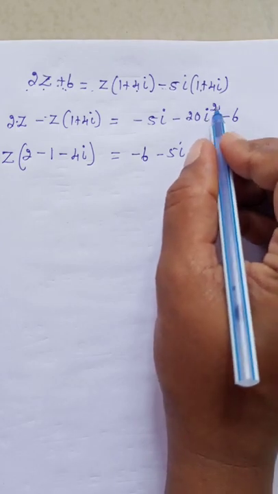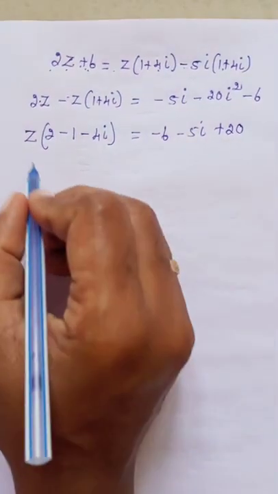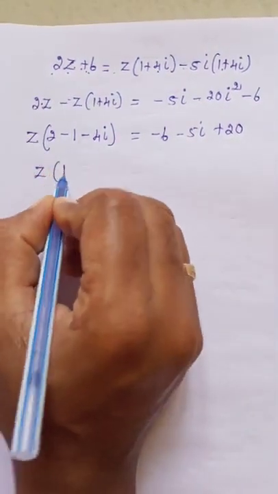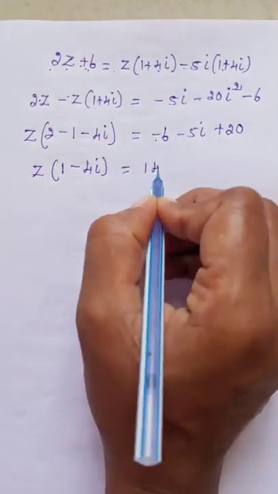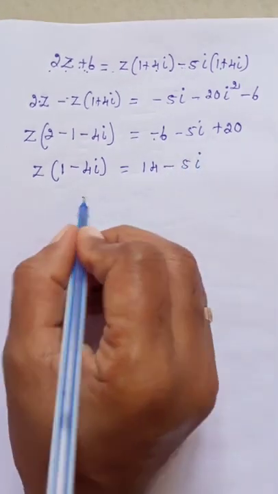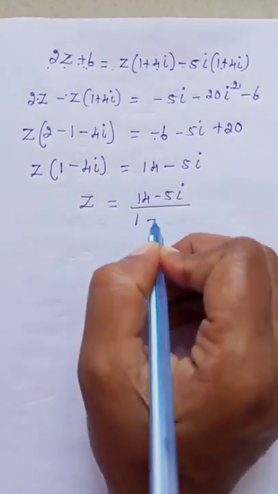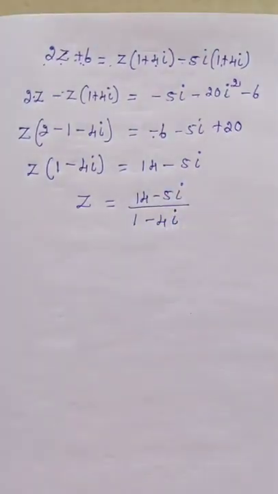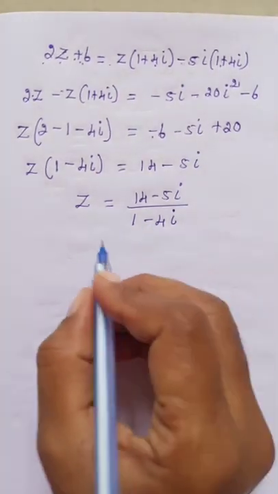i square, the value is minus 1. So this will become plus 20. So z into (2 minus 1, that is 1 minus 4i) equals 20 minus 6 is 14 minus 5i. Now we have got z. z is equal to (14 minus 5i) divided by (1 minus 4i). So the question is to find the complex number z in the rectangular form. In the rectangular form, in the sense x plus iy, the denominator should not be a complex number. So we have to simplify this.